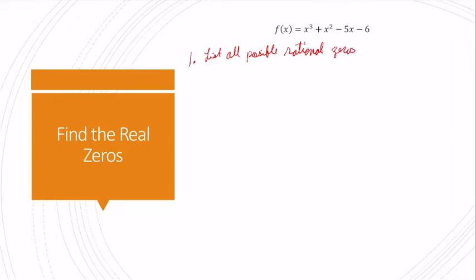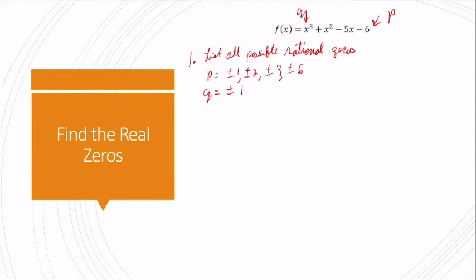Remember that all of my factors of my constant are my P's, and all of my factors of my leading coefficient are my Q's. So the possible factors of P are plus or minus 1, plus or minus 2, plus or minus 3, and plus or minus 6. The possible factors of Q, making life really convenient, is just 1.